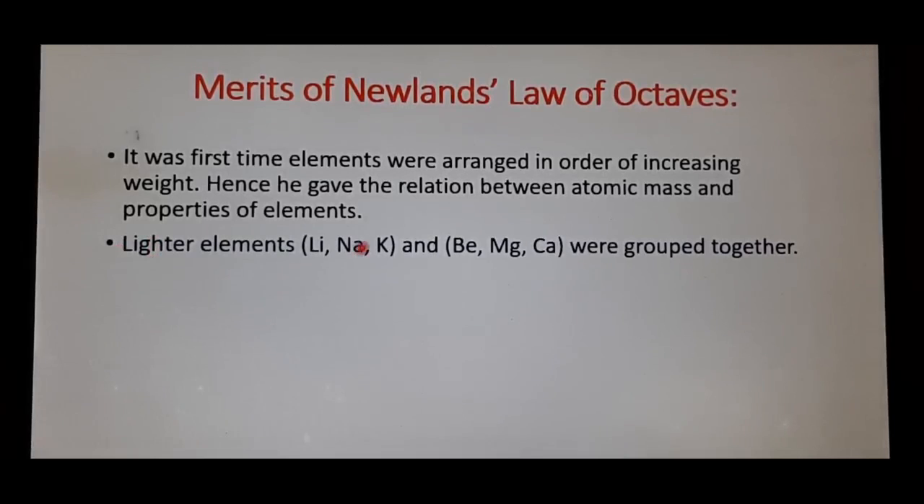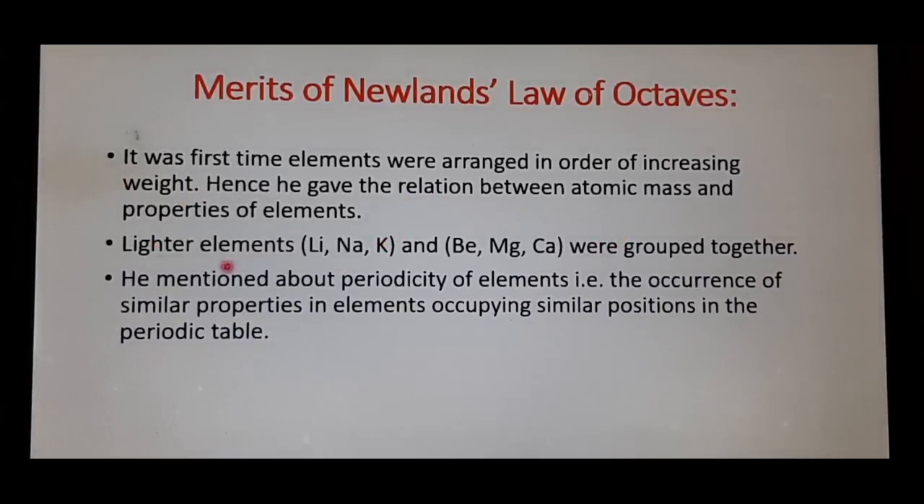Lighter elements like lithium, sodium and potassium, and beryllium, magnesium and calcium, were grouped together. So this is also one of the merits. Then he mentioned periodicity. He was the first one who mentioned the periodicity of elements. Periodicity means the occurrence of similar properties in elements occupying similar positions in the periodic table.